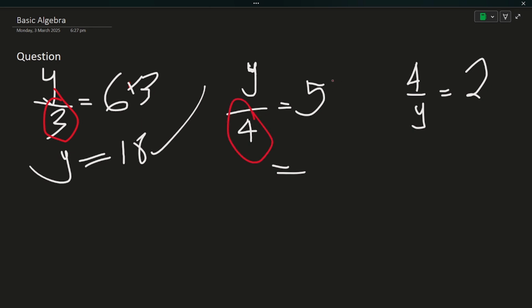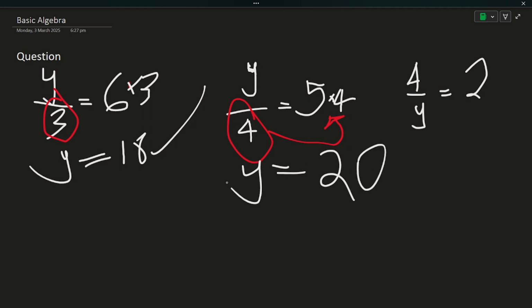Next, 4 onto 5. You bring it to 5 here. It's going to be times 4. 20 is equal to y. Hey, that's good, right? Now let's go on to the tricky one, which I assigned to you guys. Let's see if we can get it.